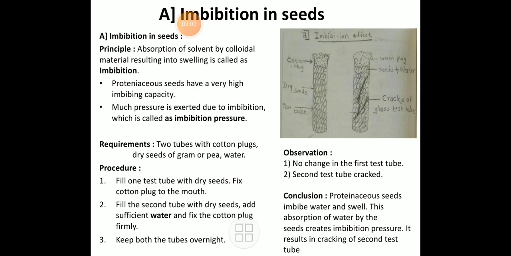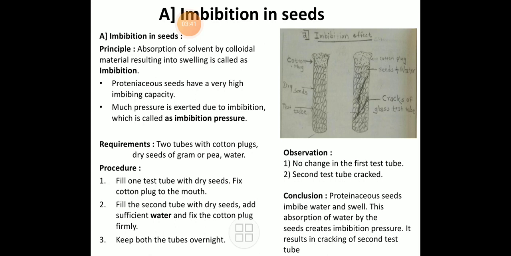We know that proteinaceous seeds have a very high imbibing capacity. This means the reserve food material in the seed is protein, and proteinaceous seeds have a very high imbibing capacity. Much pressure is exerted due to imbibition, which is called imbibition pressure. My friends, because of swelling some pressure gets exerted, and that pressure is known as imbibition pressure: the pressure created because of absorption of a solvent by colloidal material.